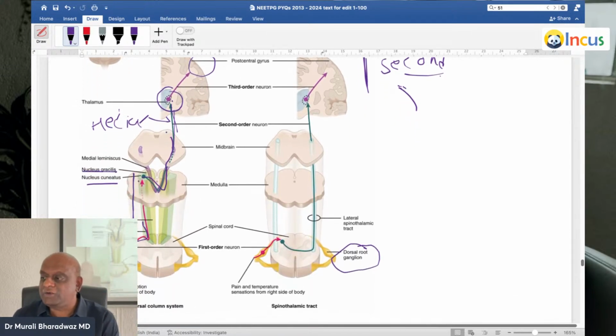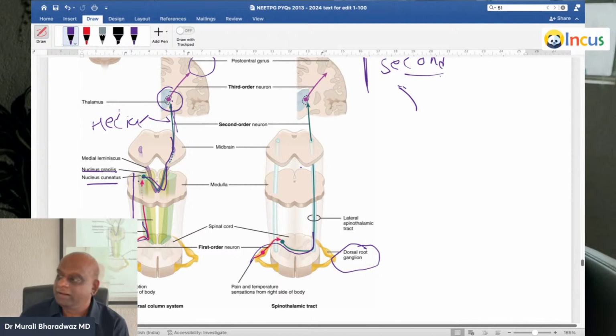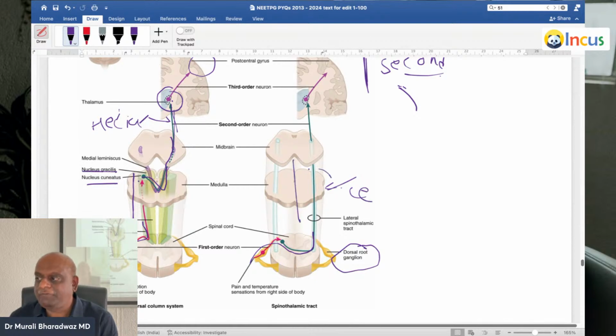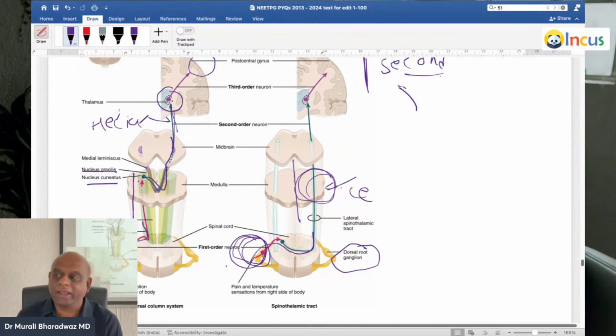Whereas in the case of the lateral spinothalamic tract, right at the level where they are originating, they will decussate and then pass. Right, doctor? So if, let us say, the left half of the spine is injured, pain and temperature on the right side get lost.